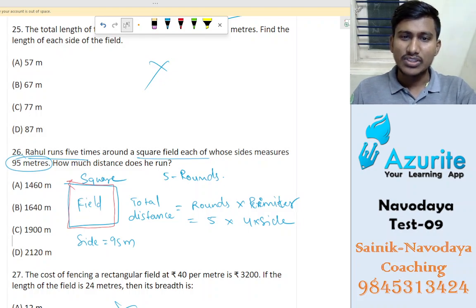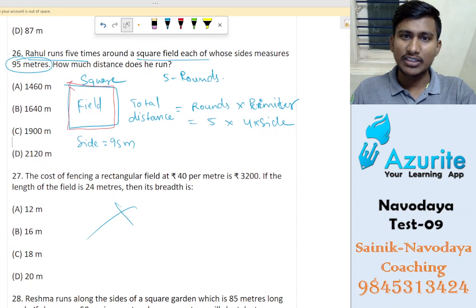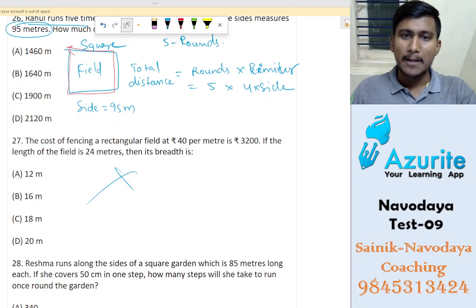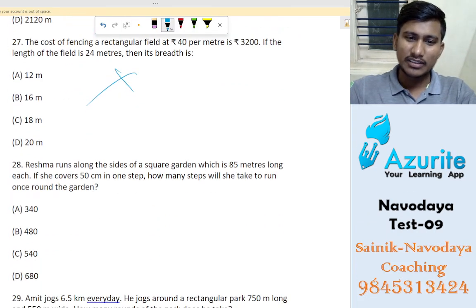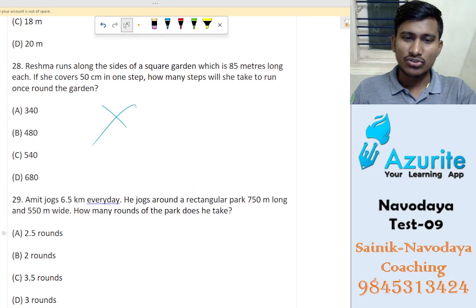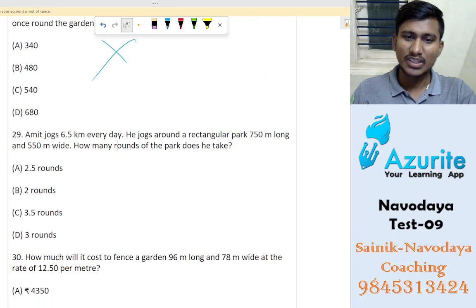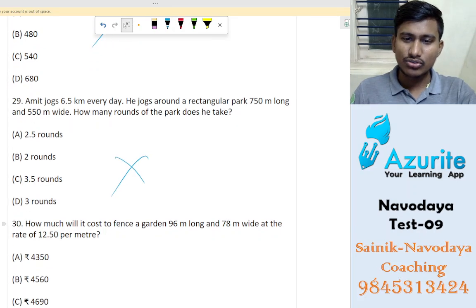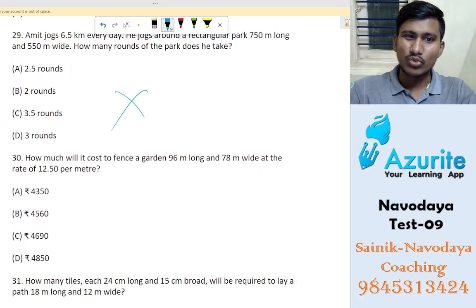So next, 27 question is not there, leave it. Reshma runs along the sides of a square garden; if she covers 50 centimeter in one step, how many steps will be required? Those are not coming, leave it. Then Amit jogs every day around the park, not required. How much will it cost to fence a garden?